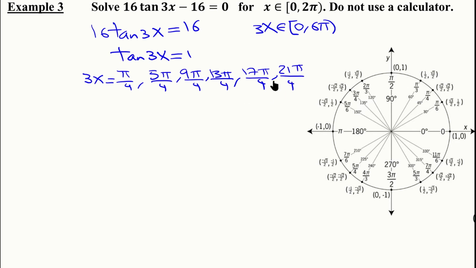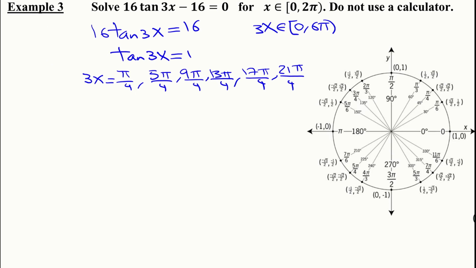So now that's slightly more than 5, right? So 5 pi. So we know if we go one more, that's going to be too much. Because 21 pi over 4 plus 4 pi over 4, which is pi, is going to be 25 pi over 4, and that's way more than 6 pi. So we stop, and now we just need to find the values of x, because remember, these are values for 3x. So to get the values of x is very simple.